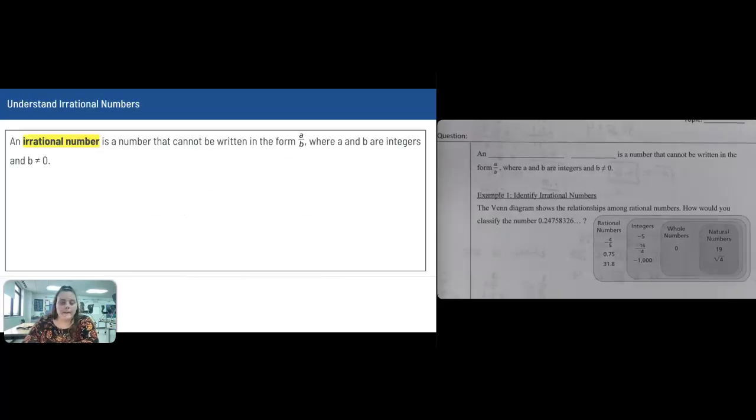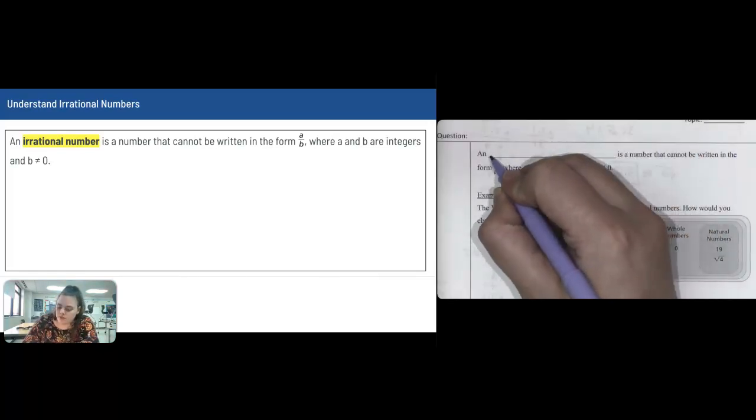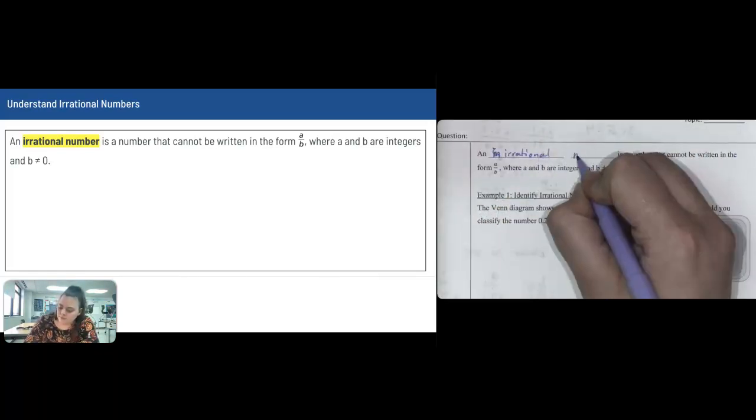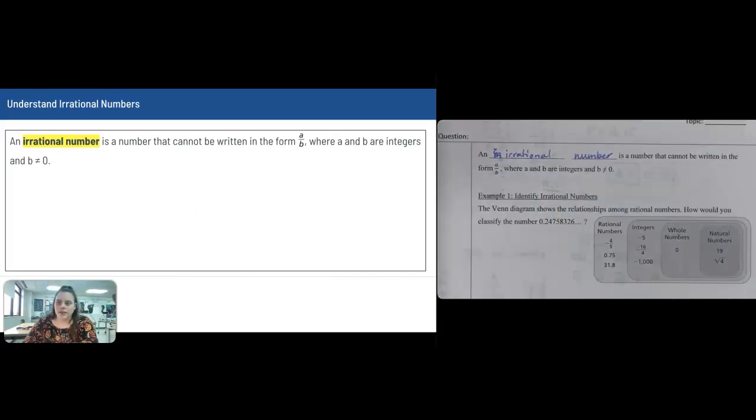An irrational number is a number that cannot be written in the form of a over b, where a and b are integers and b is not equal to 0. So we're going to fill in our notes. This is basically to say that an irrational number can't be written as a fraction. So let's take a look at example 1, identifying irrational numbers.